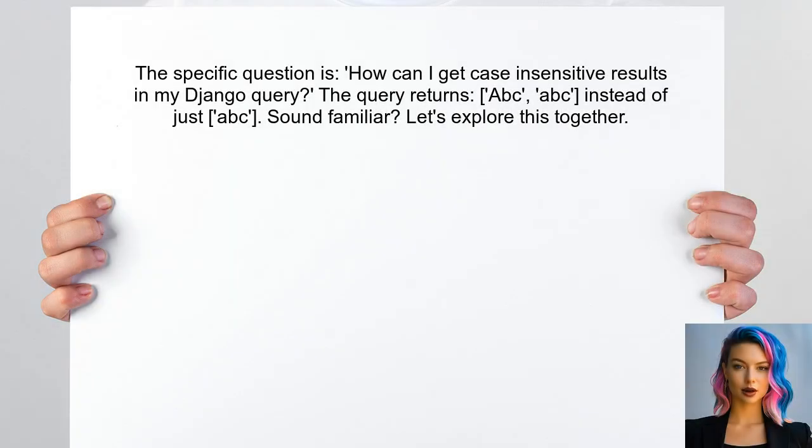Let's dive into the specific question at hand. One user asked, how can I get case-insensitive results in my Django query? They shared their query, which is returning both ABC and ABC instead of just ABC. Sound familiar? If you find yourself in the same boat, let's explore this together.